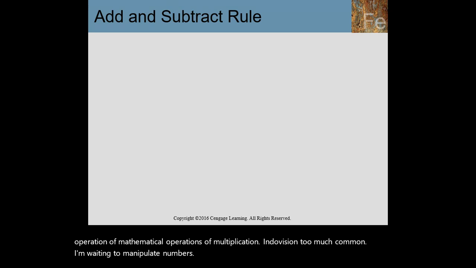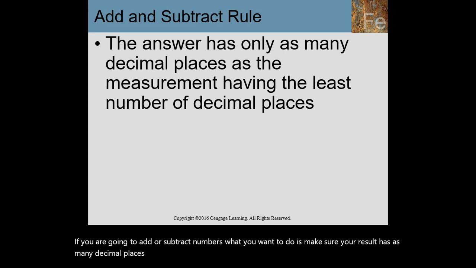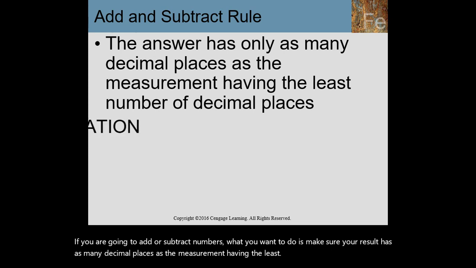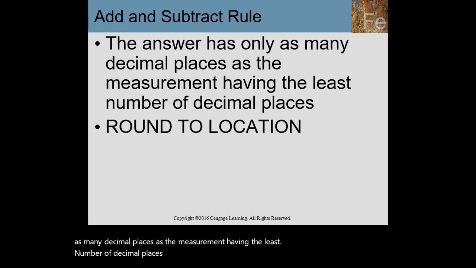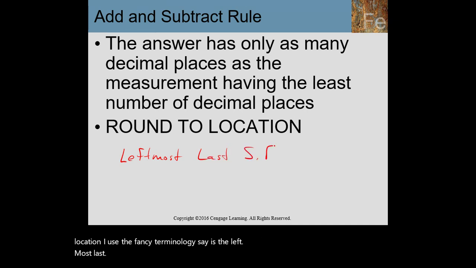If you are going to add or subtract numbers, what you want to do is make sure your result has as many decimal places as the measurement having the least number of decimal places. What you're going to be doing is rounding to a location. The location, to use the fancy terminology, is the leftmost last sig fig. So I'm looking for the leftmost last.